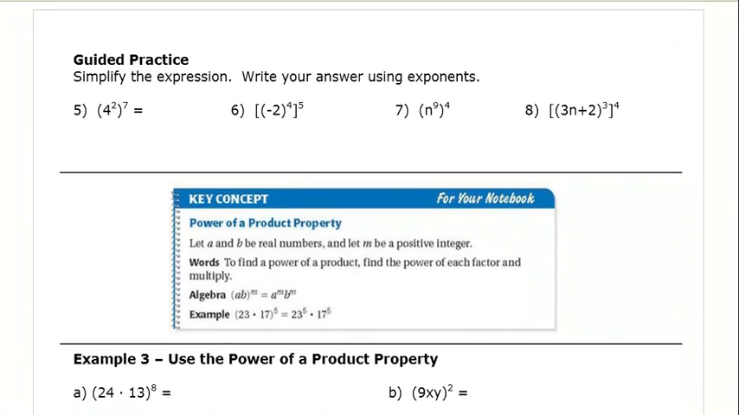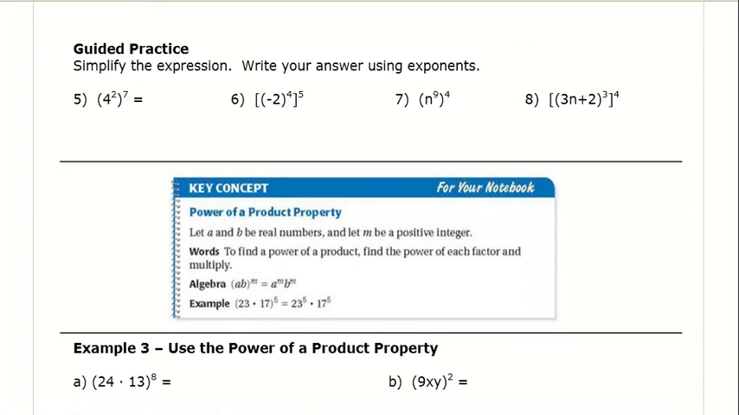Okay, flip it over. Try your guided practice question, so pause the video and then press play when you're ready. For number 5, multiply our exponents for power over power, and we get 4 to the 14th. For number 6, be negative 2, 4 times 5 is 20. For number 7, be n to the 36th power. And for number 8, it'd be 3n plus 2 raised to the power of 12.